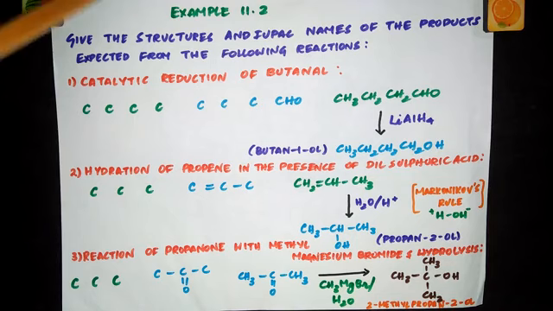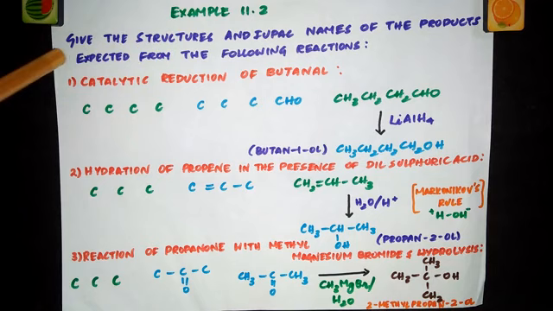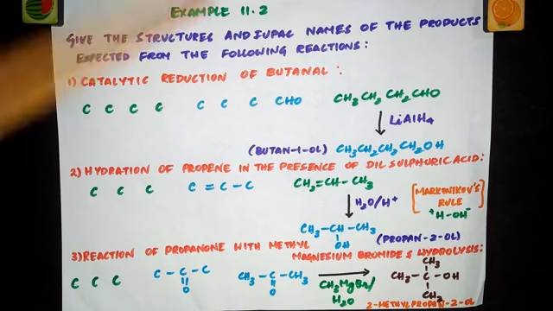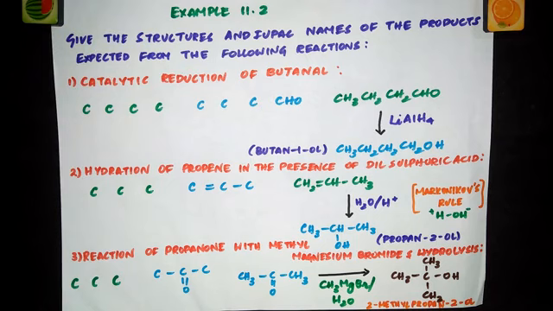First, it's an example given in your textbook, example 11.2. The question is, give the structures and IUPAC names of the products expected from the following reactions. So they have given you a reaction and they are asking you to find the product of that reaction and give the structure and the IUPAC name of that product.